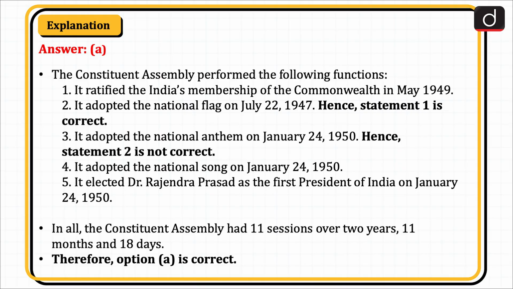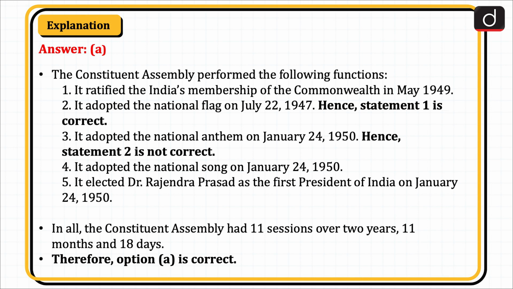The Constituent Assembly performed the following functions. It ratified the India's membership of the Commonwealth in May 1949. It adopted the national flag on July 22, 1947. Hence, statement 1 is correct. It adopted the national anthem on January 24, 1950. Hence, statement 2 is not correct. It adopted the national song on January 24, 1950. It elected Dr. Rajendra Prasad as the first President of India on January 24, 1950.